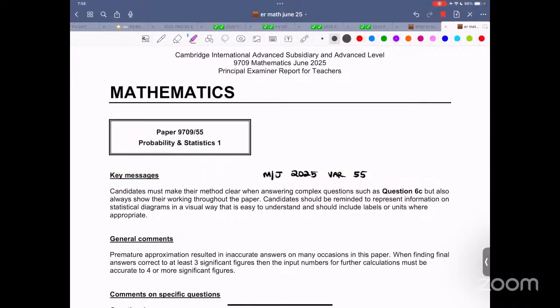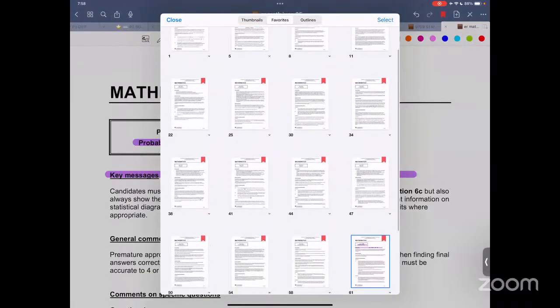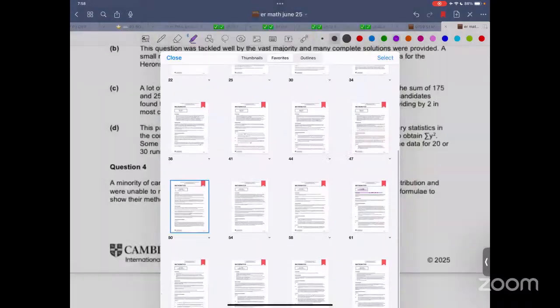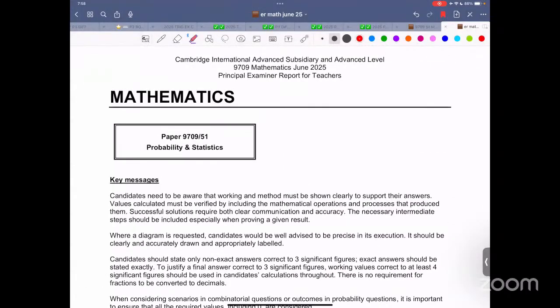Let me choose this color. Let me go to the favorites. So I think that's the one. This is 5-1. Okay, so now this 5-1.